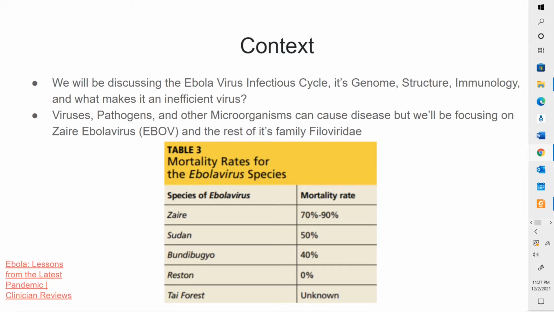We'll also be mentioning the rest of the Ebola virus species, part of the Filoviridae family. As we can see on table 3, this table shows the 5 species of Ebola virus, and clearly the Zaire Ebola virus species has the highest mortality rate compared to the others.